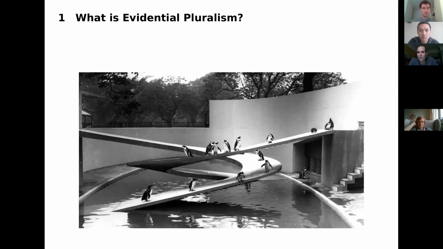Okay, so first of all, a very brief introduction to evidential pluralism. The penguins might look random, but they're not. The penguins and their ramp will reappear later, so do keep them in mind.